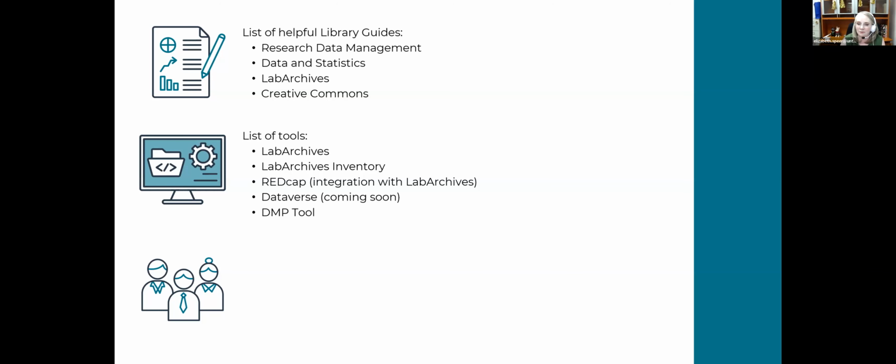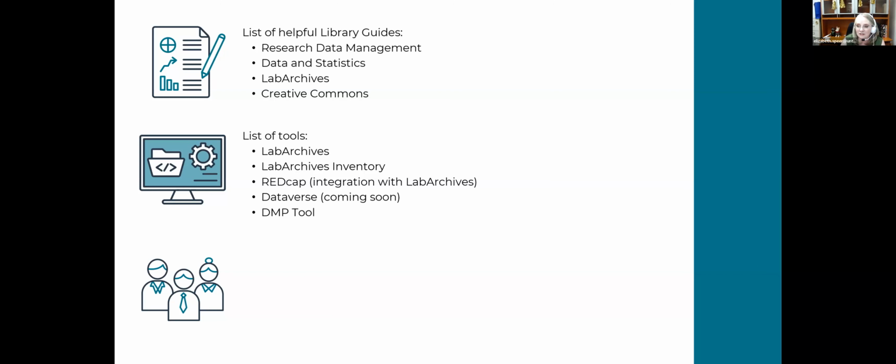There are some tools that are provided by the campus, of course, LabArchives. If you have inventory that needs to be managed for your lab, we now subscribe to LabArchives Inventory. We just got it a couple of months ago, so that is available for you now as well. REDCap is available for the campus, and it actually has an integration with LabArchives. So if you're doing research through REDCap, you can transfer that information through an API, and it'll just send it right over to LabArchives. There's a process to that, and that process is clearly explained in the LabArchives Library Guide.